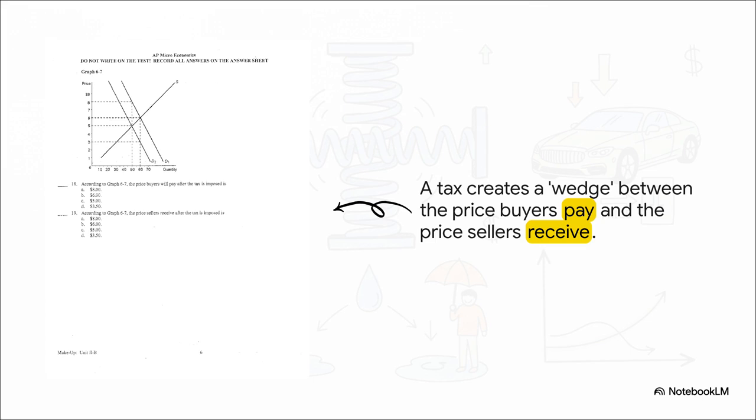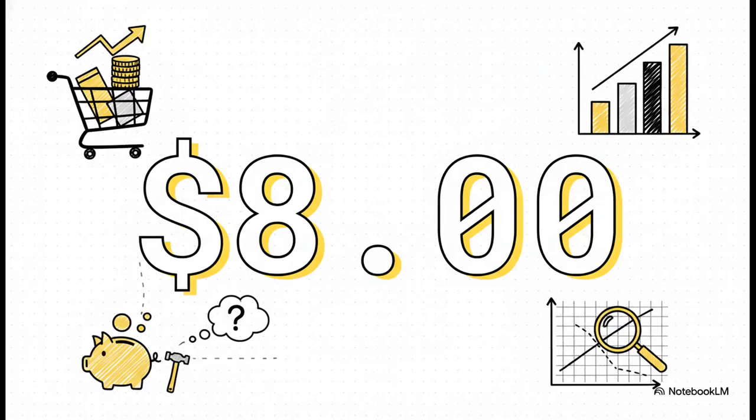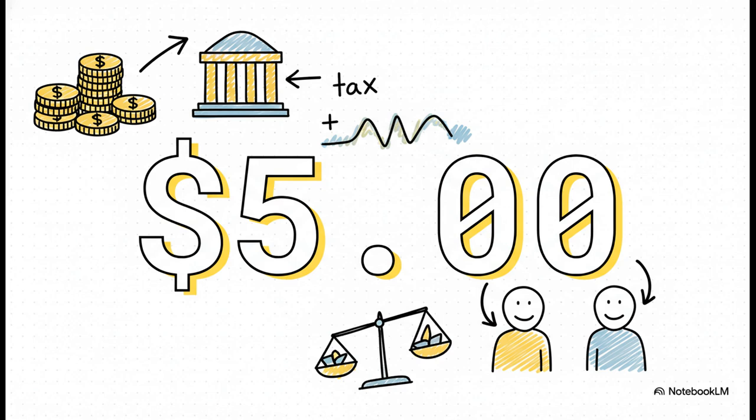To see how, let's pull the actual numbers from this very chart. Okay, first, let's look at the buyers. After this new tax is put in place, the price you pay at the register jumps up to $8. That's the top of that tax wedge we just saw. But the sellers don't get to keep all that cash. After they send the tax money to the government, they're only left with $5. So that $3 gap between what the buyer pays and what the seller keeps, that's the tax. And you can see, in this case, the burden is definitely being shared.